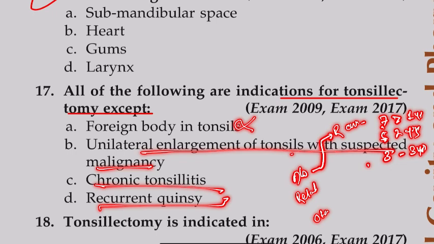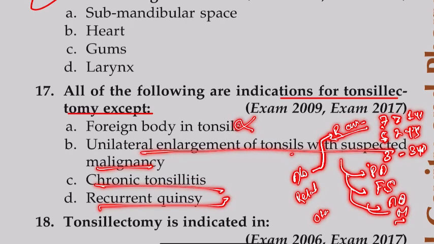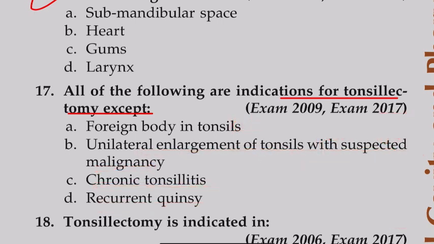Similarly, another is peritonsillar abscess, that is quinsy abscess. Another is tonsil causing febrile seizure. Hypertrophy of tonsil causing airway obstruction. Similarly, suspicion of malignancy. These are the absolute criteria: recurrent tonsillitis, peritonsillar abscess, febrile seizure, hypertrophy causing obstruction, and suspicion of malignancy.